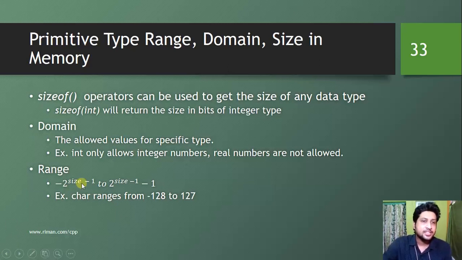The range of any data type can be calculated using the formula minus 2 to the power size minus 1 to 2 to the power size minus 1 minus 1. So this formula can be used to find out the range of any number. So char is represented by 1 byte, that is 8 bits. So that's why the range of char is minus 128 to 127.